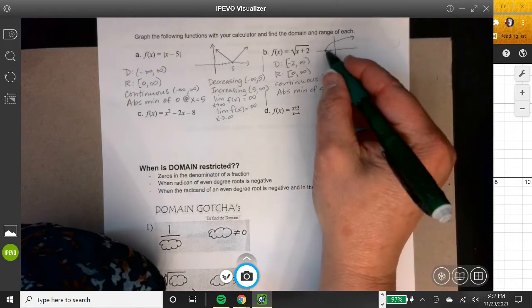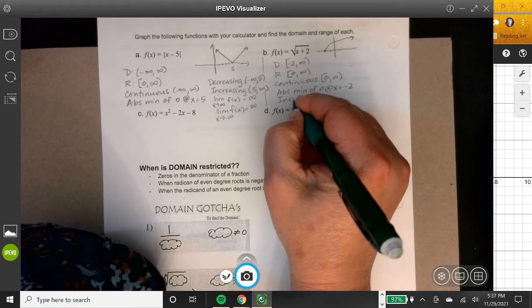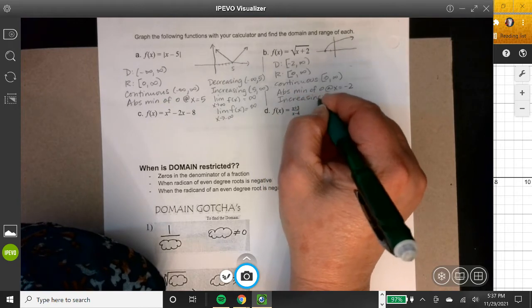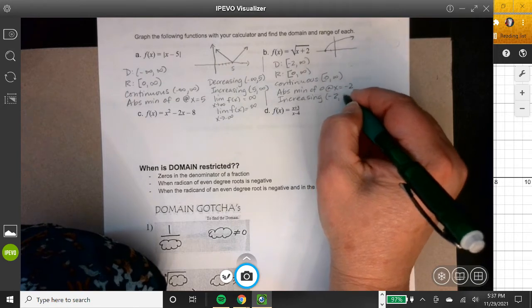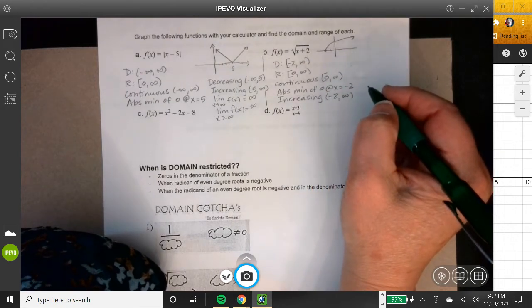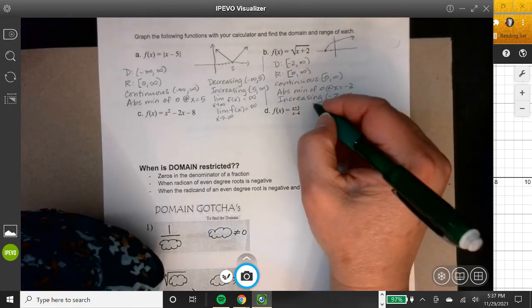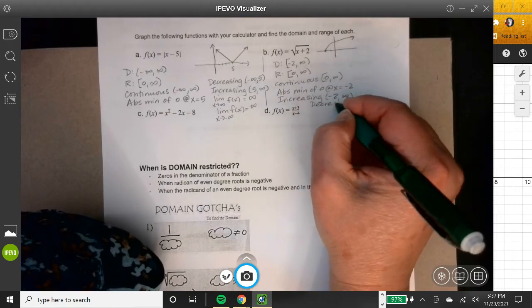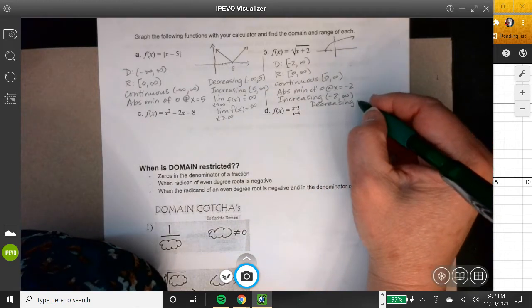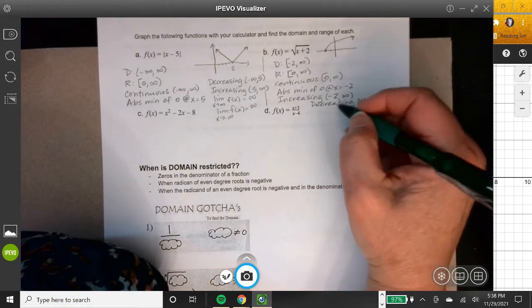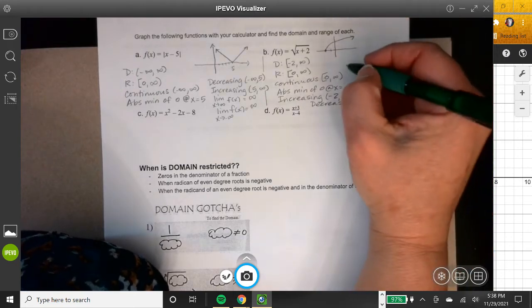And this function is always increasing, isn't it? Always increasing. So we would say increasing from negative 2 to infinity. And it's never decreasing. So we would say not applicable. Right? We don't have any decreasing intervals. And its end behavior limits.